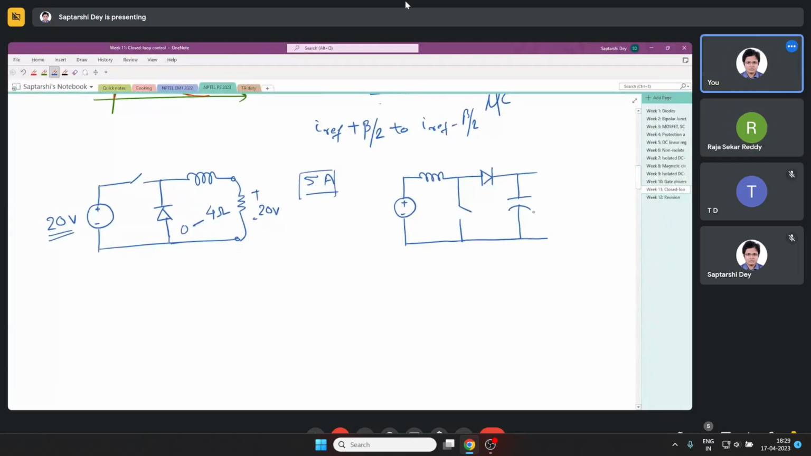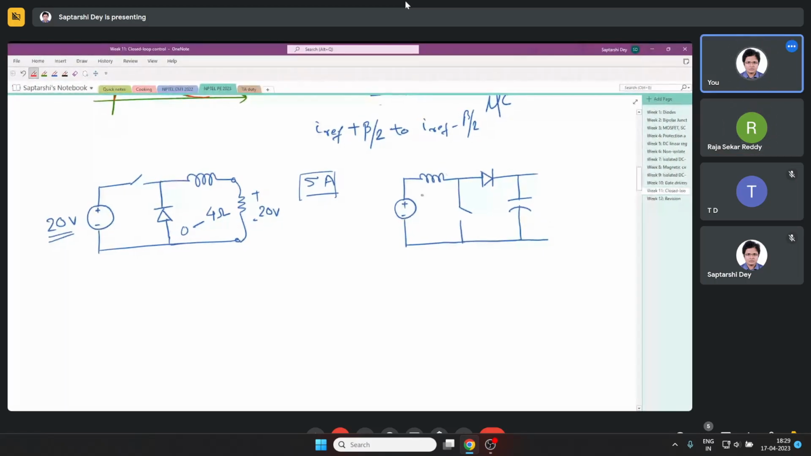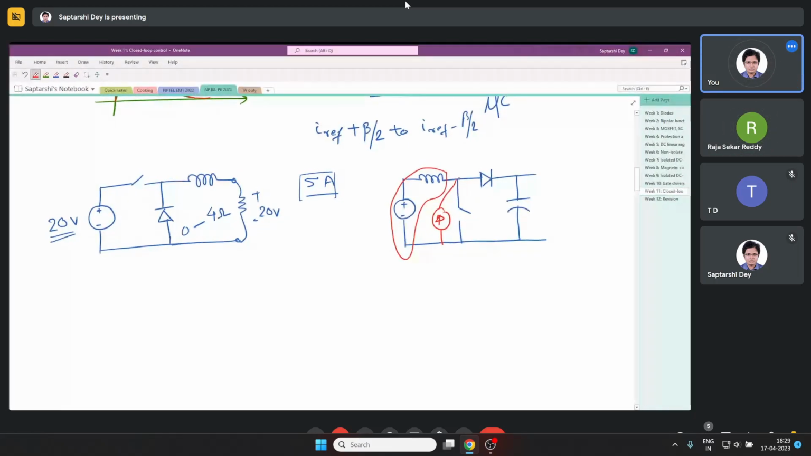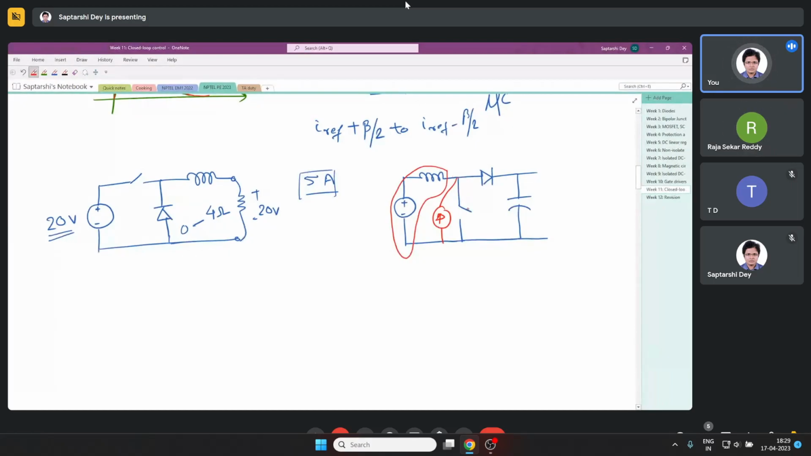So say if I replace instead of this part, if I draw a current source here, when I open the switch, this current source supplies the load directly. When I close the switch, this current source is short circuited. So the boost circuit is an example of how we realize current sources by using a variable voltage source in series with an inductor.